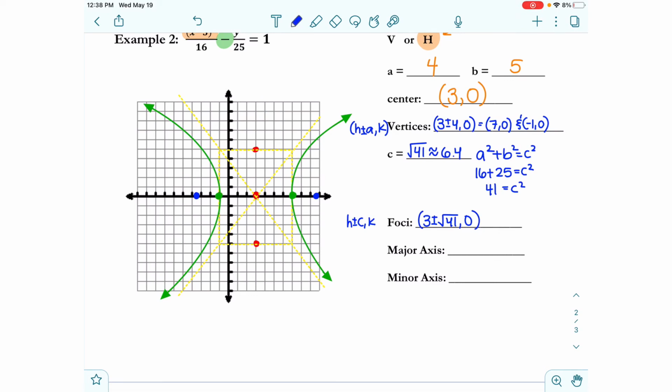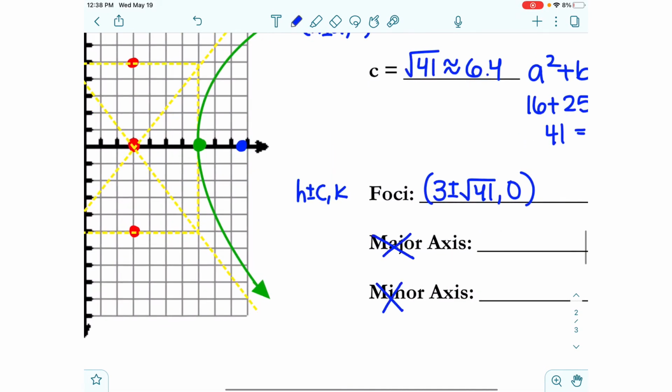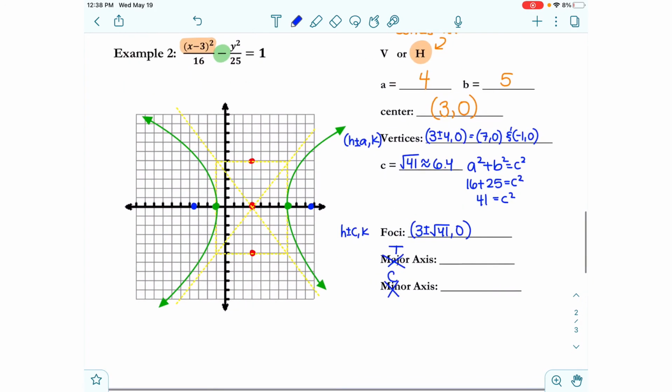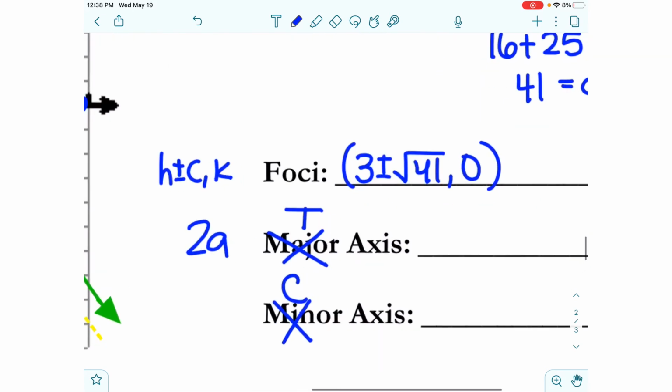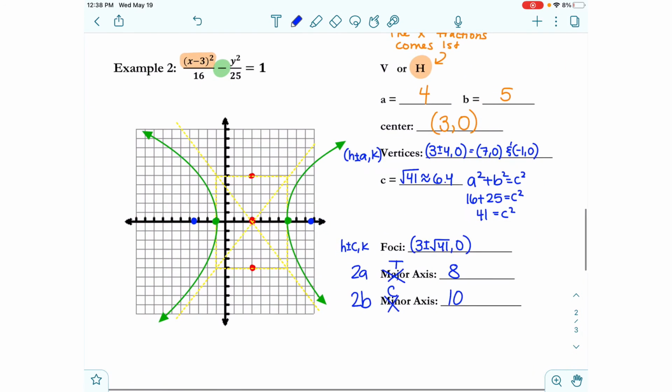This is the transverse and conjugate axis. That was a typo. But the transverse axis is still 2a. So 2 times 4 is 8. And for the conjugate axis, 2 times 5 is 10. So there we go, you guys. Feel free to pause, go back, re-watch. But that is how we graph hyperbolas.